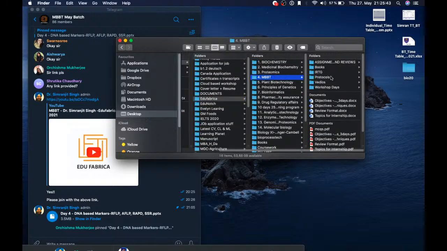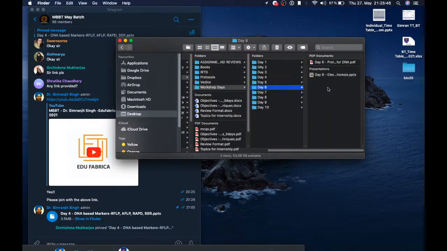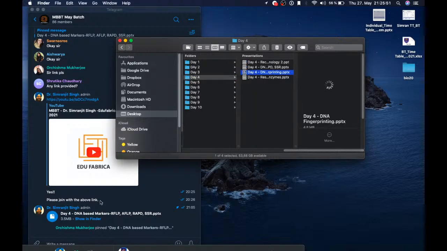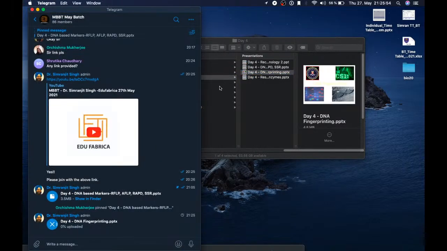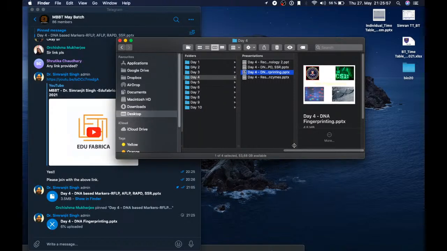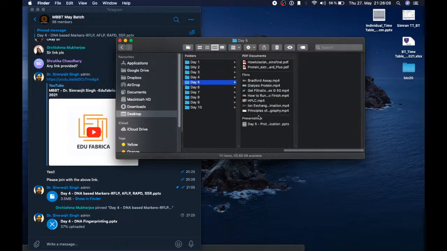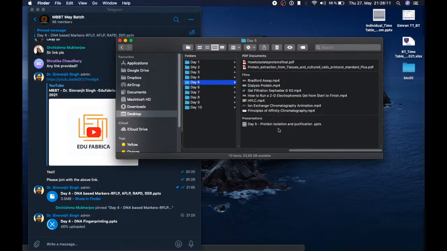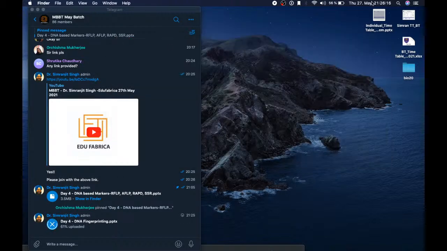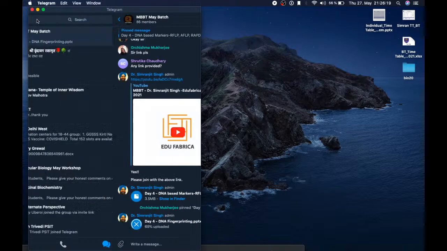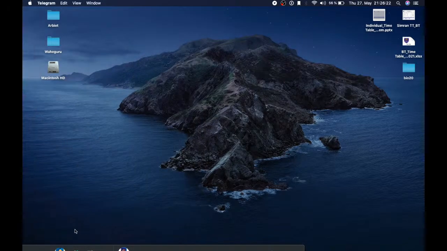I will make sure that tomorrow this class will be at 7. So tomorrow we will start with very interesting topics, that is protein isolation and purification. There will be a lot of lab cases in that. It's an interesting one. You will like it. We will also have class on Friday and Saturday, and we will continue like that.